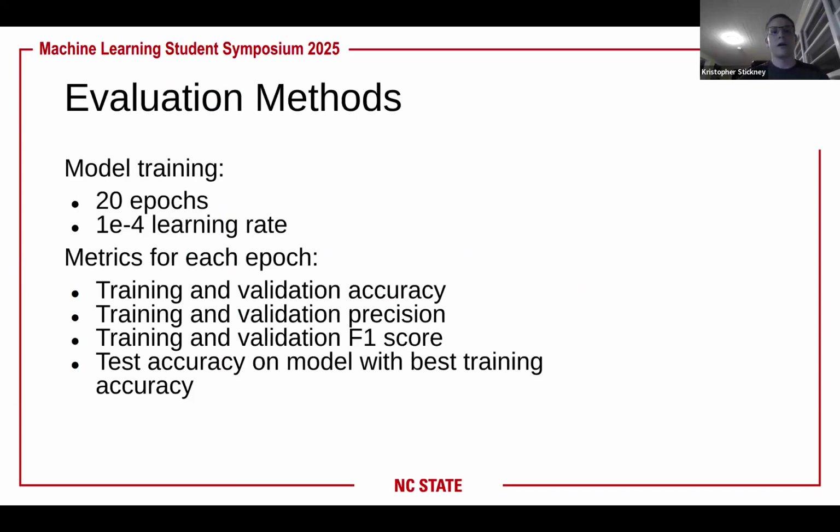So how do we evaluate our neural net? We did 20 epochs with a 1e-4 learning rate using the Adam optimization. We did look at other things, which we will show later on. In our metrics, we're using 3 metrics. For both training and validation, we're using accuracy, precision, and F1 score. And then we take the one with the best accuracy, and that is our model.